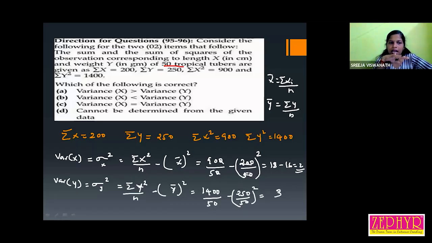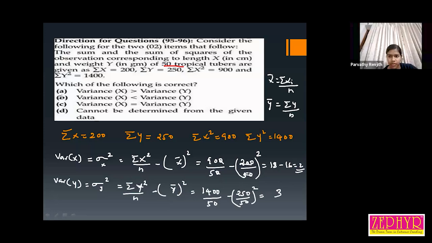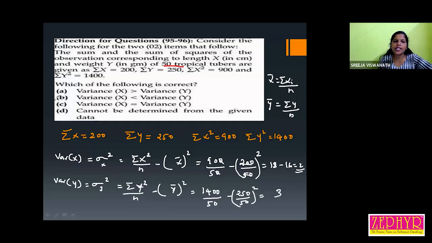And what is the answer here? Which of the following is correct? Option B. Variance of x is less than variance of y.